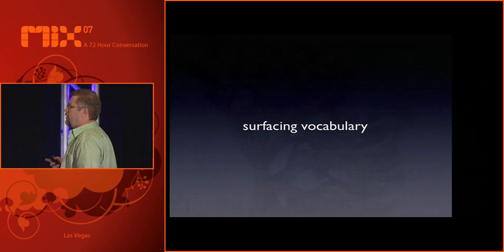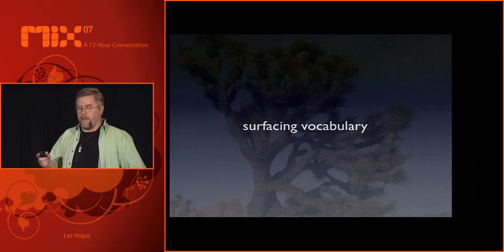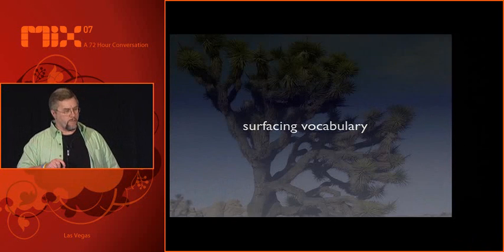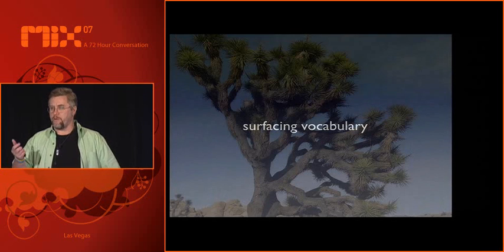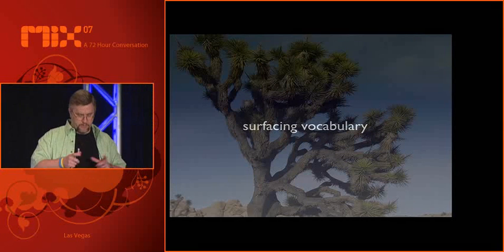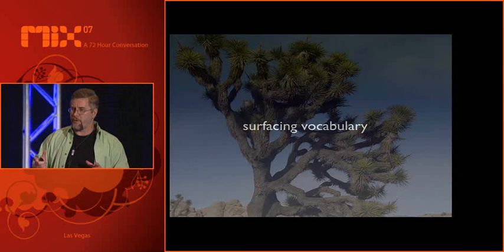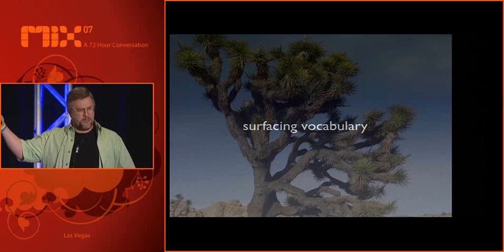There's a lady named Robin Williams who wrote a book called The Non-Designer's Design Book. And in that book, she talks about going home for Christmas and visiting her parents. And they gave her a tree identification book. And in this book, the first thing she came to, going through the branching logic of the book, was a Joshua tree, this guy right here. And it's a really unique looking tree.